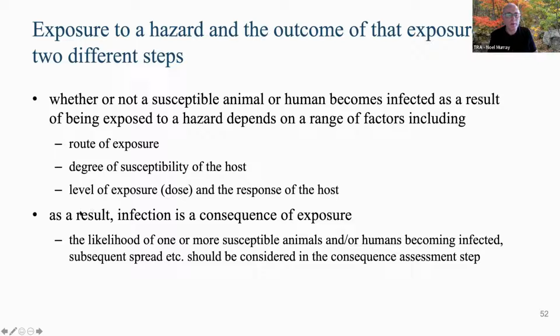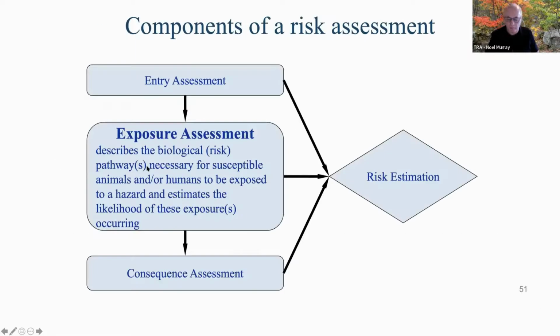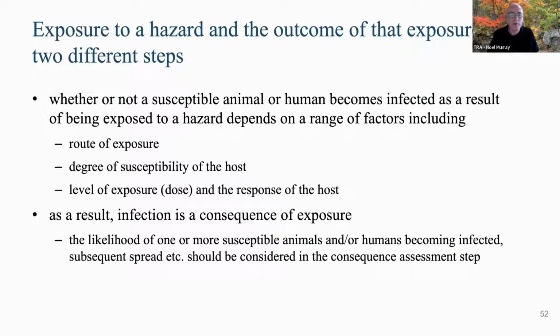But basically, that outcome, if you like, is actually the consequence of exposure. So the likelihood of one or more susceptible animals or humans becoming infected and then subsequent spread, etc., is really considered in the consequence assessment step. In the exposure assessment, we want to identify susceptible animal species or humans if it's a zoonotic disease, and to estimate the likelihood of those susceptible animals or humans becoming exposed to the hazard of interest, not the outcome of that exposure.